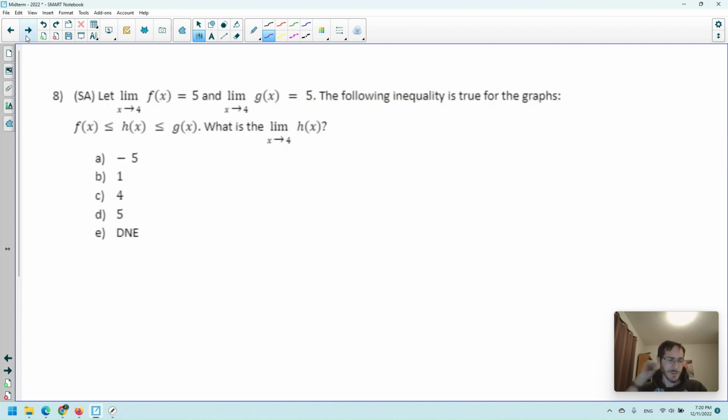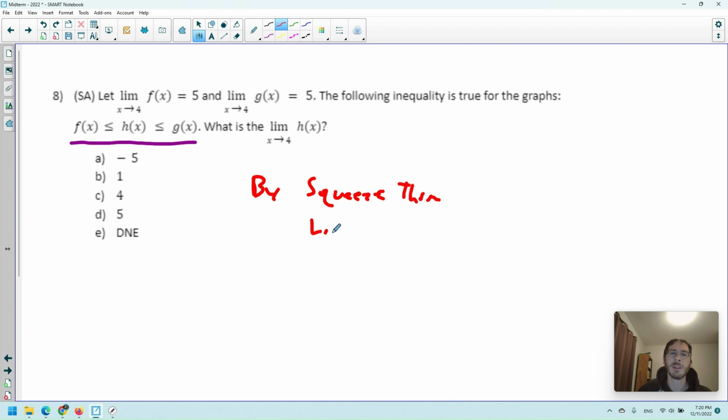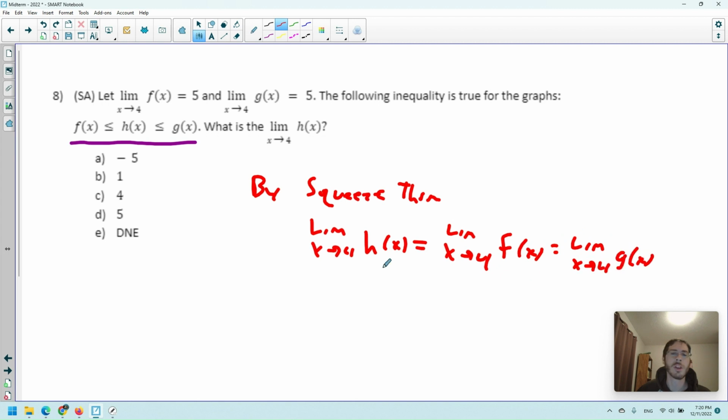For number 8, we've got the limit as x approaches 4 of f of x is 5, the limit as x approaches 4 of g of x is 5, and we also have the following inequality. So what they've set up here is we've satisfied both conditions to use the squeeze theorem. So by the squeeze theorem, we know that the limit as x approaches 4 of h of x has to equal the limit as x approaches 4 of f of x, which should be the same as the limit as x approaches 4 of g of x. Since these are both 5, the answer has to be 5.